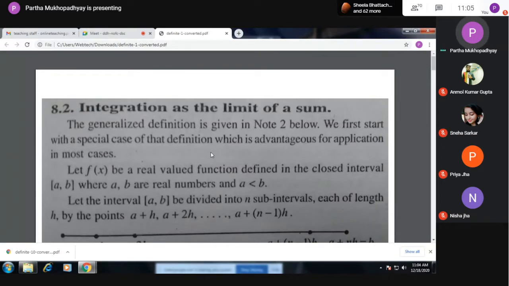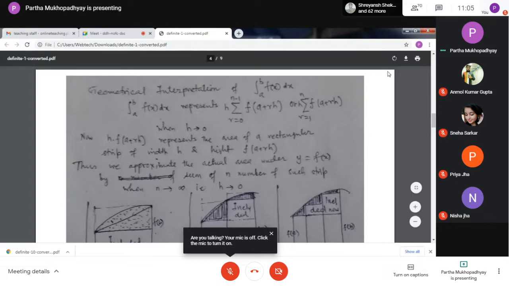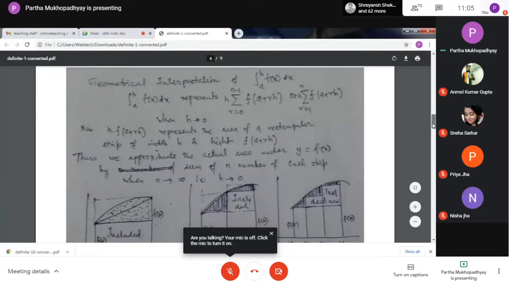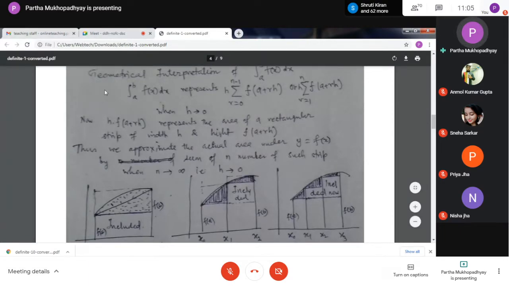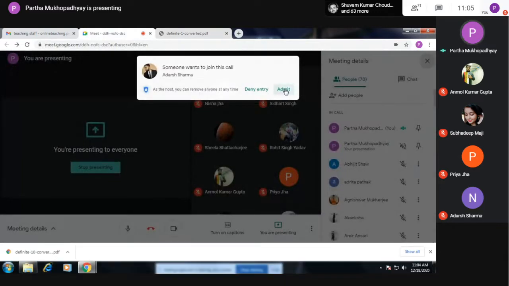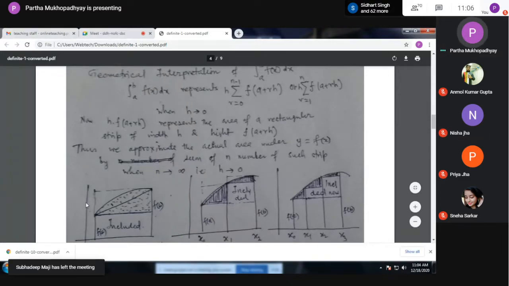So first of all, let us show you some figure. This is the geometrical interpretation of the integral from a to b of f(x) dx. Once you go through that and grasp this idea, then it will be very easy. Look at the first figure. There is a curve, suppose y equals f(x).